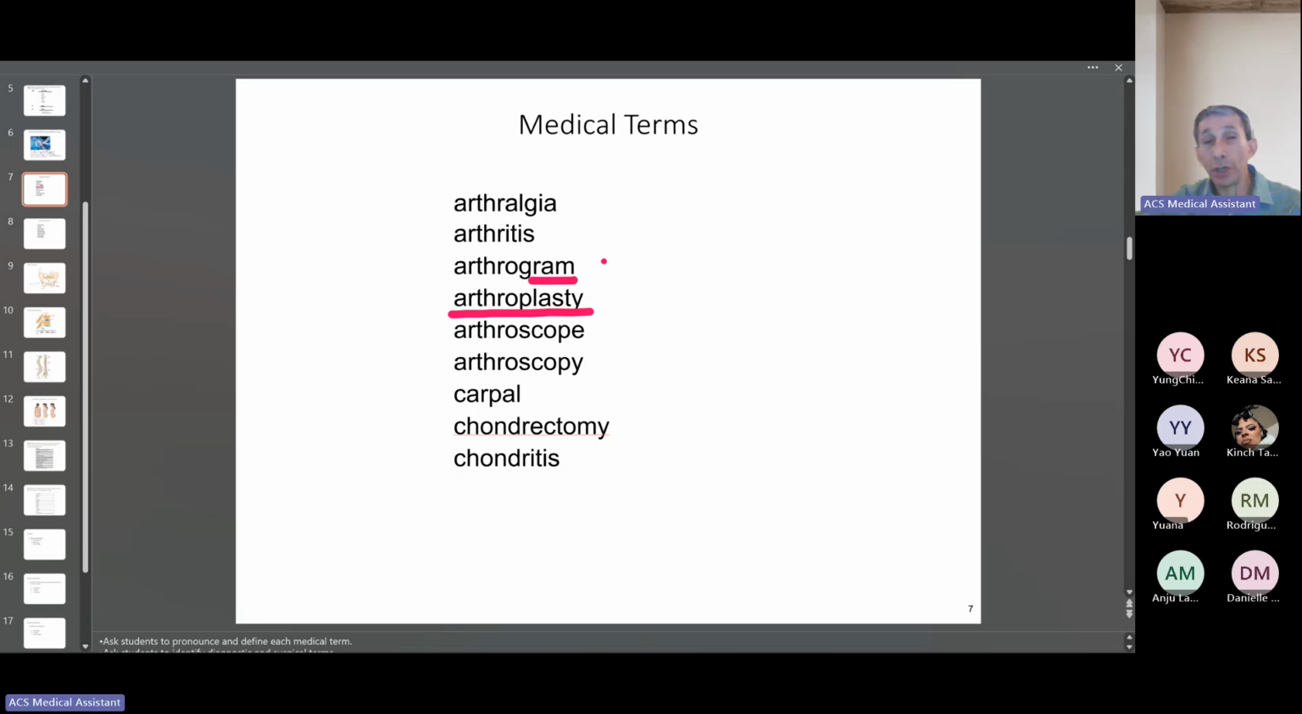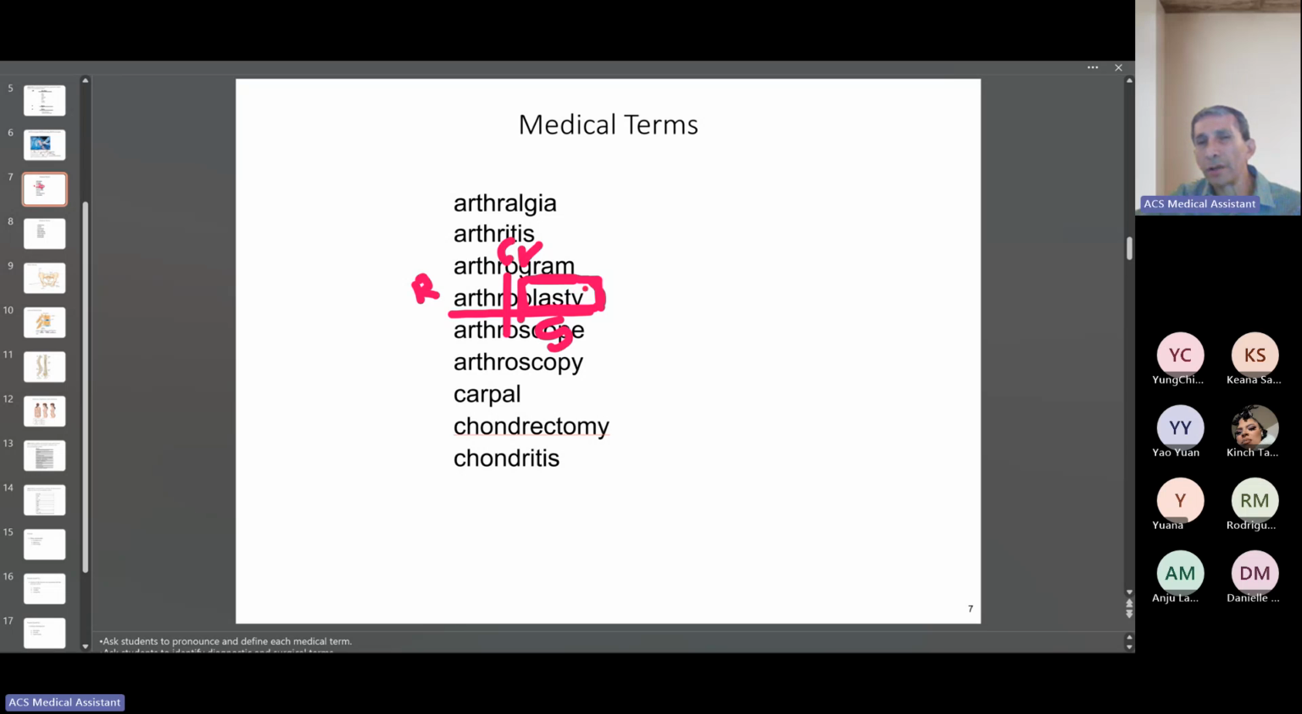Plastic. You heard about plastic. Think about plastic surgery. That's plastic. So plasty is the suffix, o is the combining vowel, arthr is the word root. So this is plastic or surgical repair. Remember, when you have plastic surgery, what is it that they're doing? They're reconstructing something. They are fixing something that doesn't look good or is not functioning correctly.